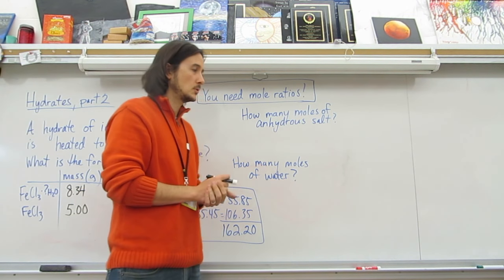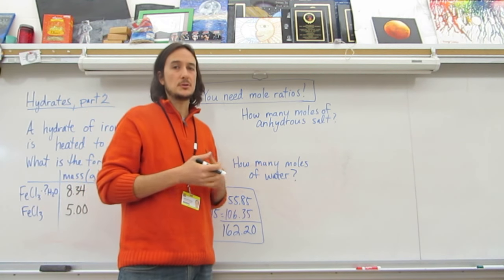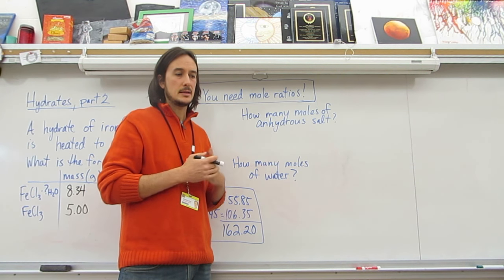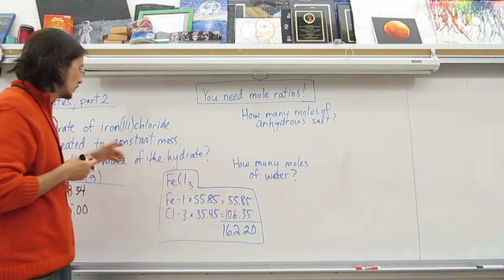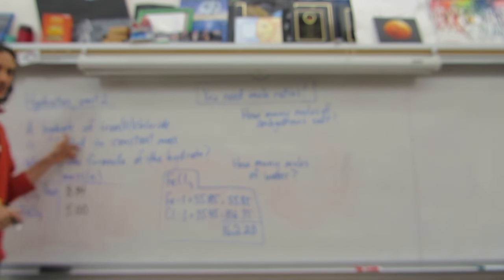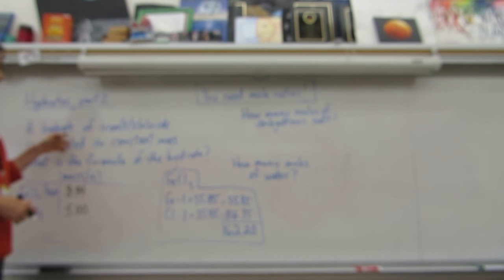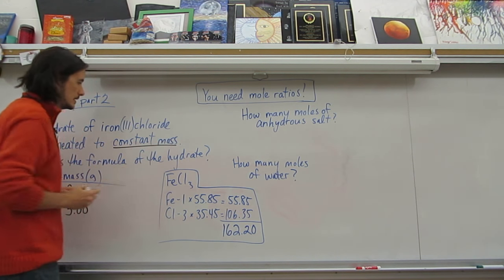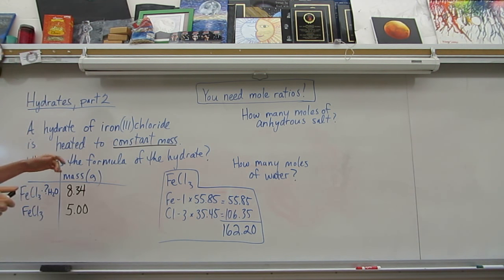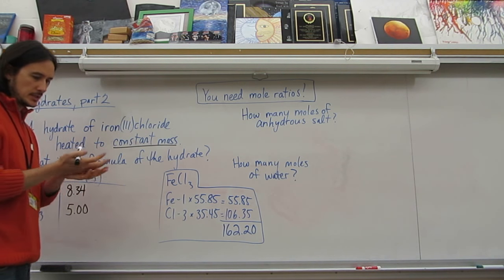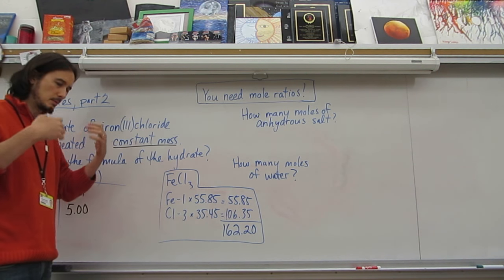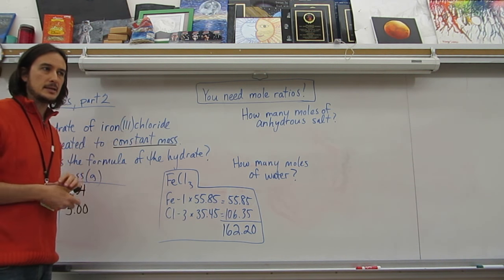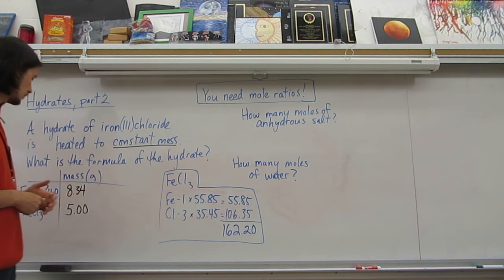It's orange. So anyway, we have this iron 3 chloride, and we know it's a hydrate. Somebody tells you, hey, I've got this hydrate. And we heat it to a constant mass. Okay, so that means we put it in an evaporating dish, and maybe we put it in an oven, and we heat it until the mass doesn't change anymore.